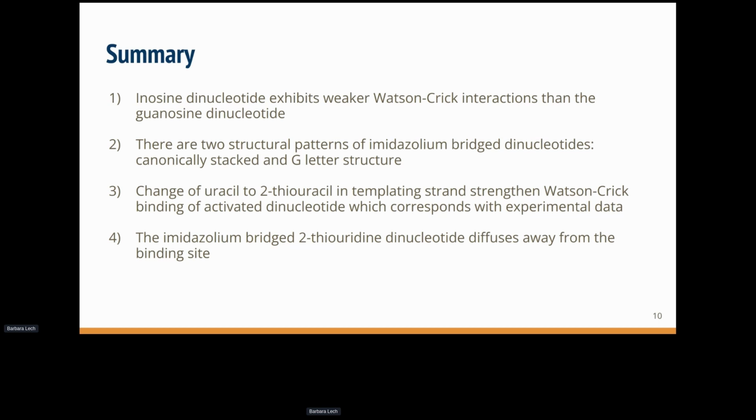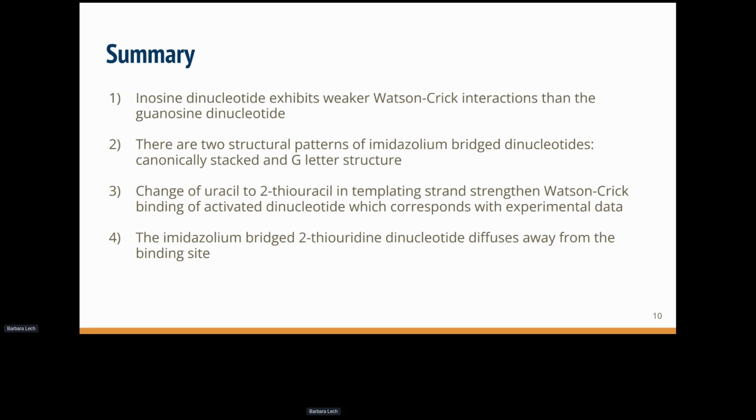So in summary, inosine dinucleotides exhibit weaker Watson-Crick interactions compared with guanine dinucleotide, which is quite surprising when we have experimental data which says that it's supposed to be the same. Secondly, I showed you that these imidazolium-bridged nucleotides created canonical stacked structures, and this G-letter structure which I want to investigate more in the future.